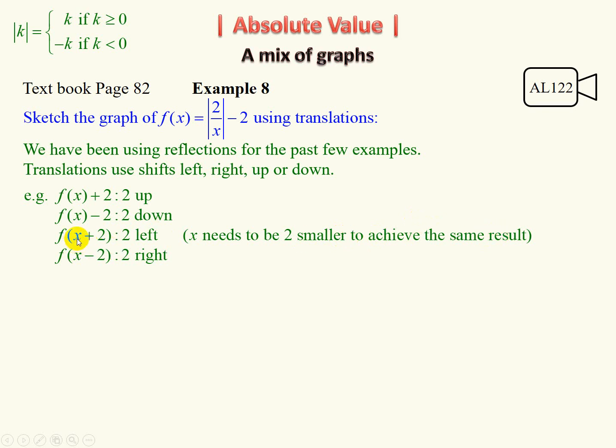If I'm talking about f of 5, and now I want f of x plus 2 to end up with the same value as f of 5, x has to be 3. 3 plus 2 will give you the 5. And similar there, x needs to be 2 larger to achieve the same result.